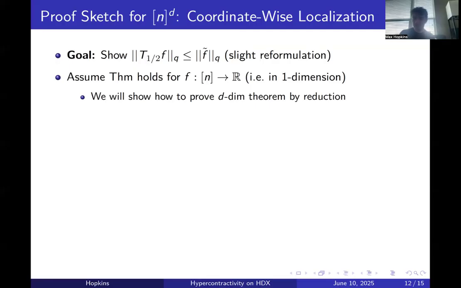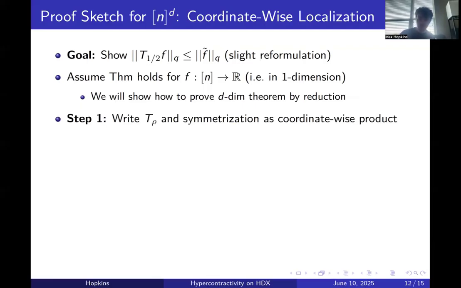There are two steps to this process. First, at the start, we're going to do a reduction to one dimension. This is a very classical technique. It's how you would prove the standard operator hypercontractivity theorem as well. We're basically going to assume that we have a one-dimensional version of the inequality. This is easy to prove directly, so we're not going to worry about it, and we'll show how to reduce the d-dimensional version to this one-dimensional version.